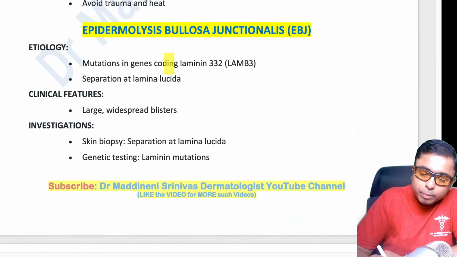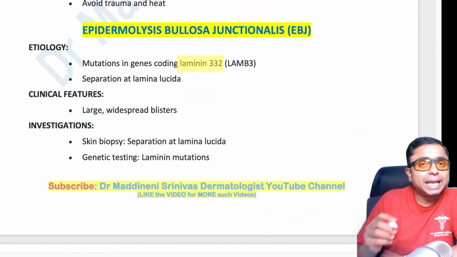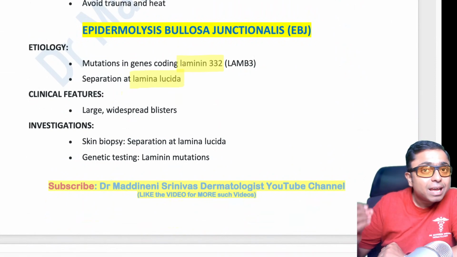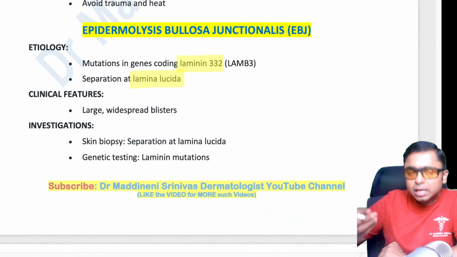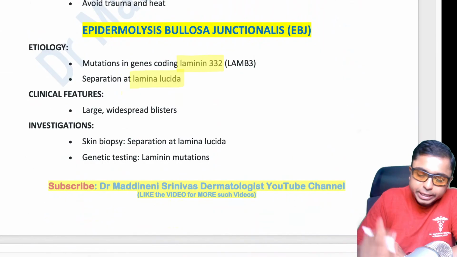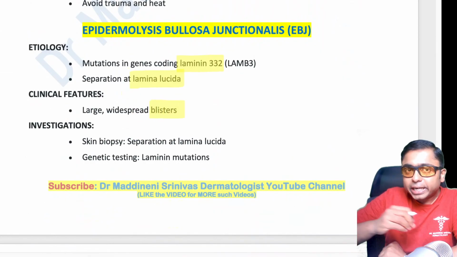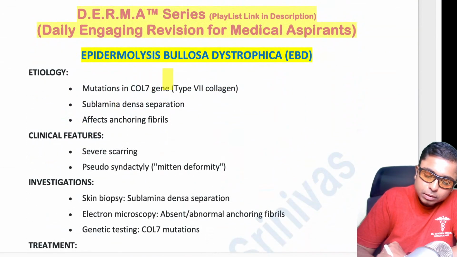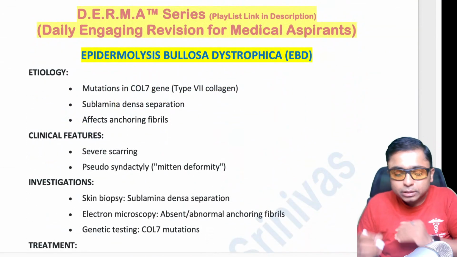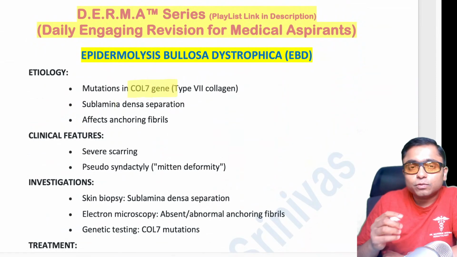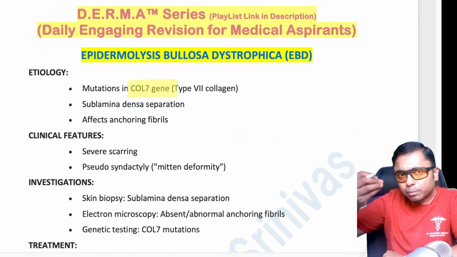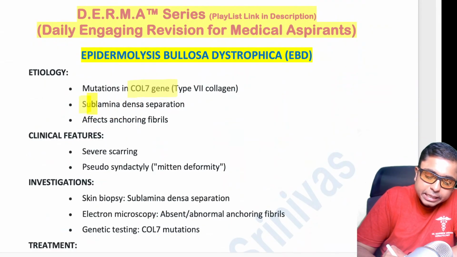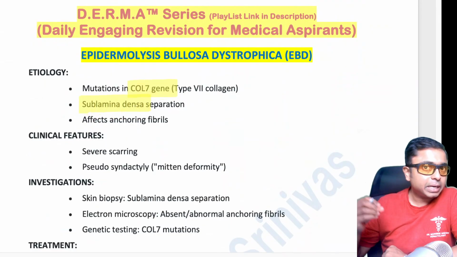This is also a mutation of the laminin, so a genetic condition. Separation is going to be at the lamina lucida level. So it is a subepidermal blistering disorder, and we are going to see widespread blisters over the body. And remember the dystrophic part. Next one, here we are going to have mutations of collagen 7. So it is an even deeper condition. D for dystrophica, D for deeper. So here the separation is sublamina densa.